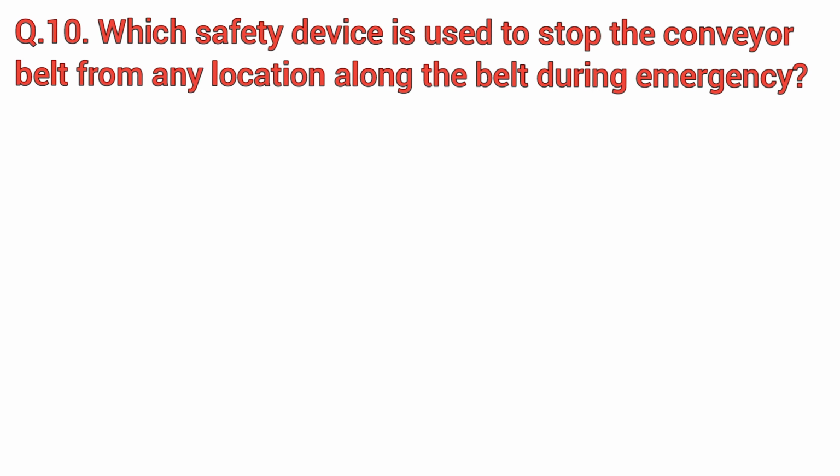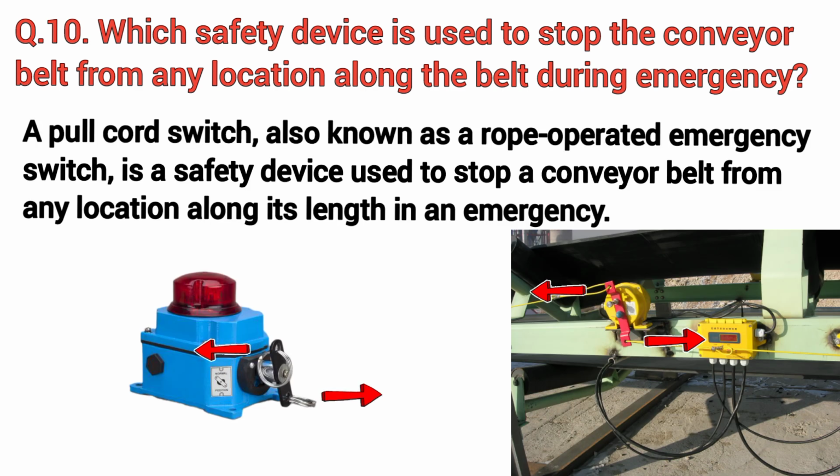Which safety device is used to stop the conveyor belt from any location along the belt during emergency? A pull cord switch, also known as a rope-operated emergency switch, is a safety device used to stop a conveyor belt from any location along its length in an emergency.